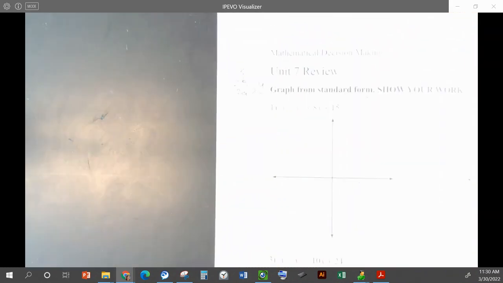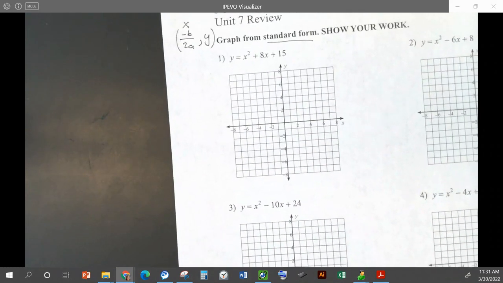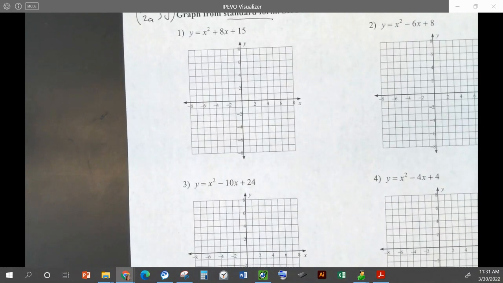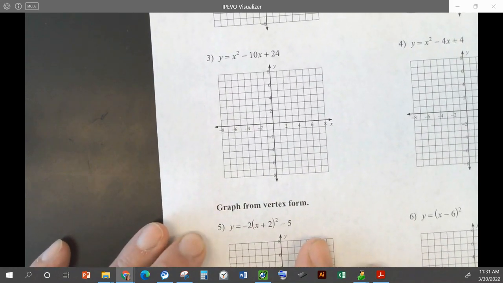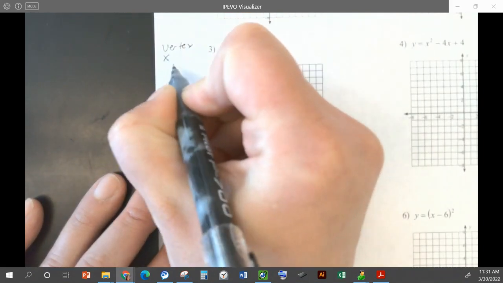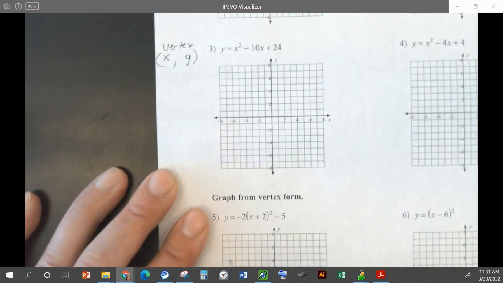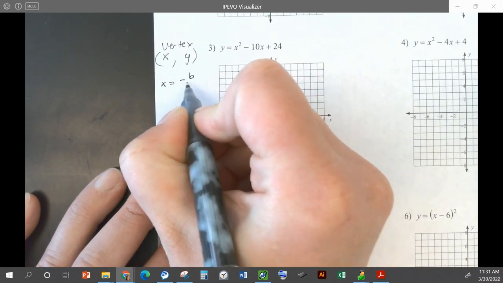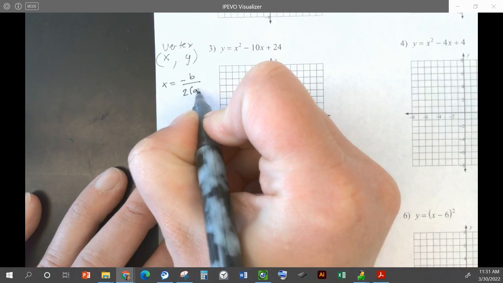All right, so look at the standard form problems. We have 1, 2, 3, and 4. Which one do you want to do together as a class? Any? 3? Okay, let's do 3 together. Very good. So we're looking for our vertex. We're looking for our x and y coordinate of our vertex. And we are going to use x is negative b over 2 times a.